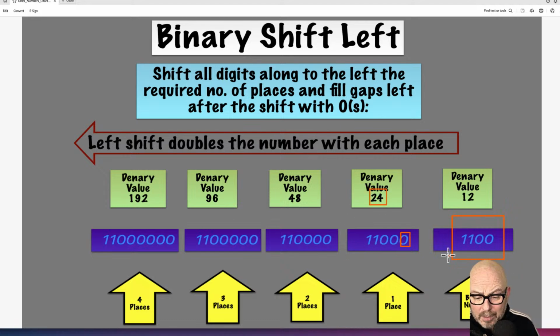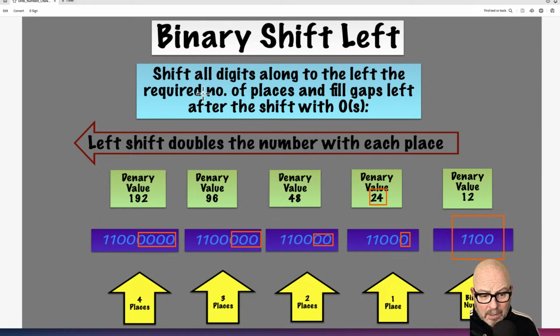If you go 2 places, we've doubled it again. From this number, this is double. See, 24 becomes 48, 48 becomes 96. I thought I'd put this in there so it's more clear. But you can see each time that's adding 2 zeros, 3 places, 3 zeros, 4 places, 4 zeros. Couldn't be easier, okay? So binary shifts left are dead easy.